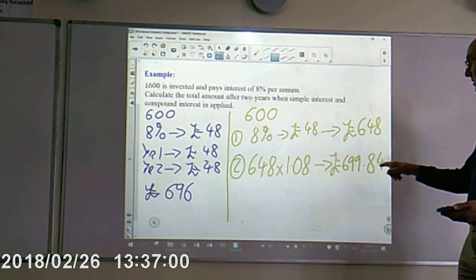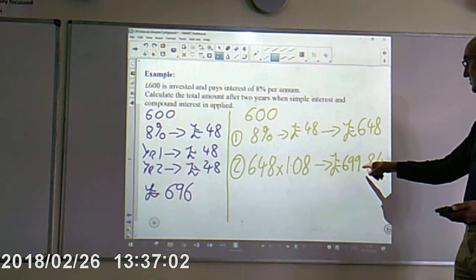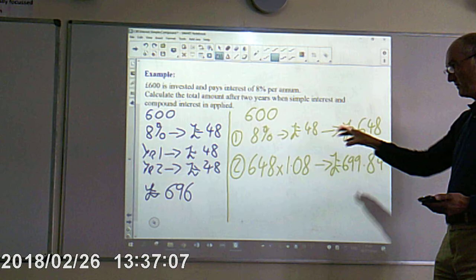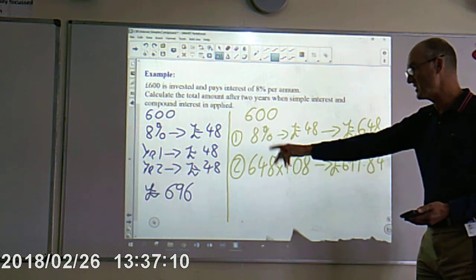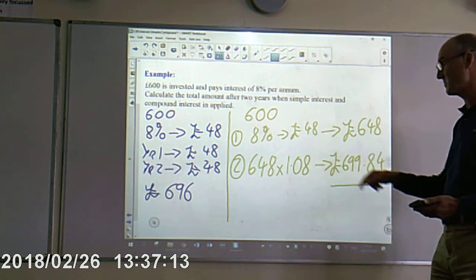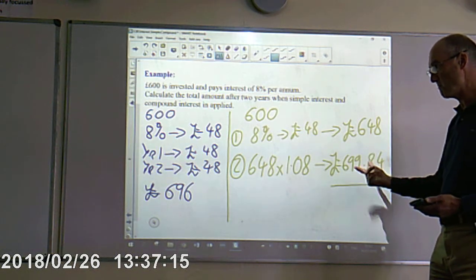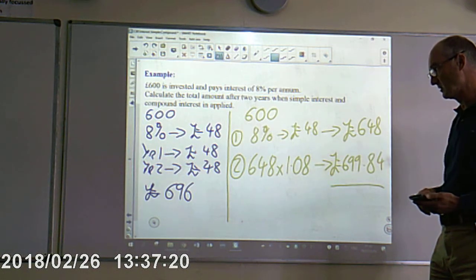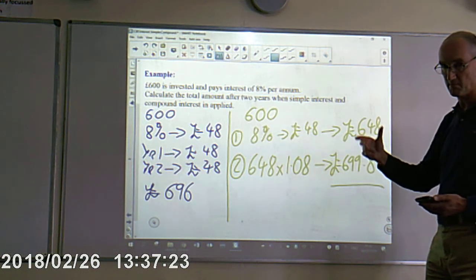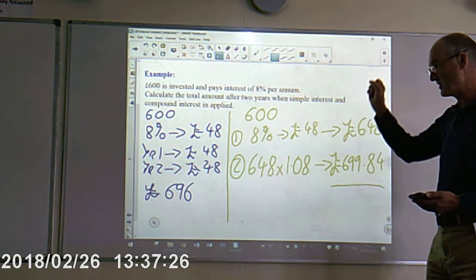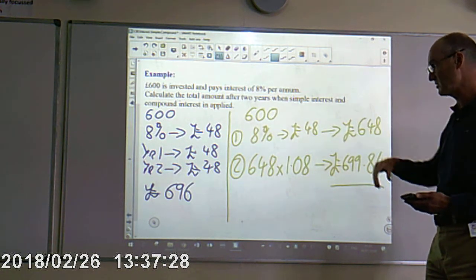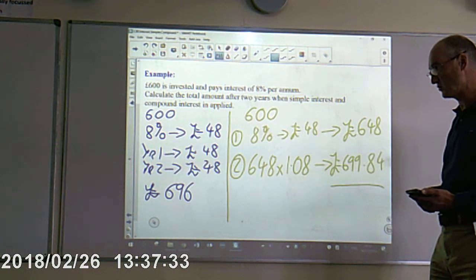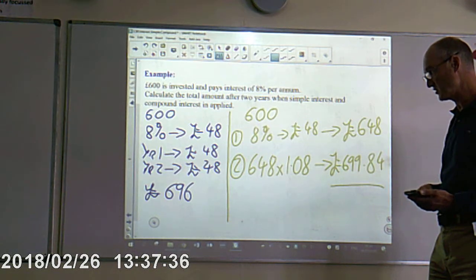So compound interest 699.84, simple interest £696. Now for these sums that's not a massive amount of difference, but there is a difference. There's an increase when we apply compound interest. You're getting more money on your interest payments when compound interest is applied. And that's really, really important, because if you're talking about big companies, big business that are investing hundreds of thousands of pounds, millions of pounds, then that can make a massive difference to the profitability, the amount of money that they're actually earning.